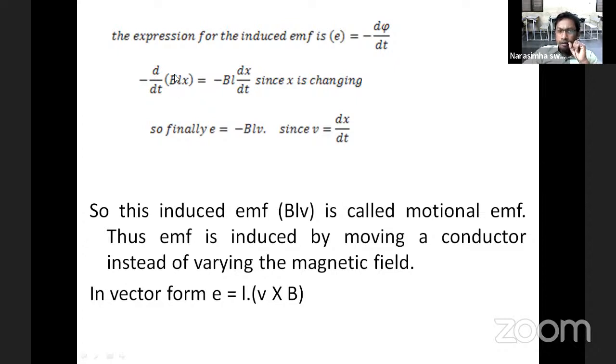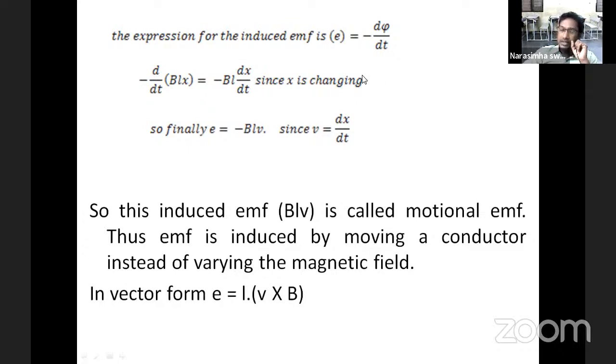Then the uniform magnetic field is constant, and the length, the width of that frame, the coil, is also fixed. But who is changing? x is changing with respect to time. Only x is changing with respect to time. So the constants are taken out, and only the variable remains: dx by dt.